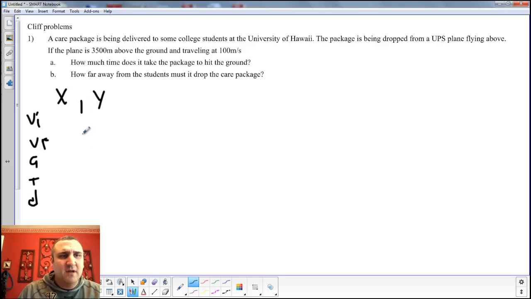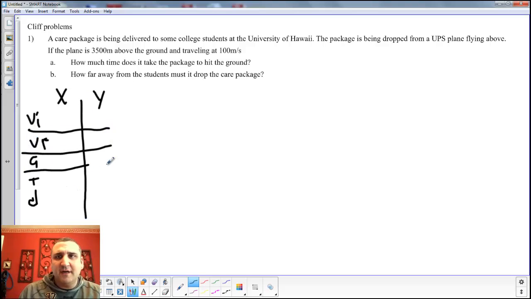And we're going to take information that we know. Our VI in the X dimension is 100 meters per second. That means our VF is 100 because our A is 0. We don't know any of this other stuff, but because it's a cliff problem, the initial velocity in y is going to be 0, and the acceleration is going to be negative 10. We also know that the altitude of 3,500 meters is how far things can fall, so negative 3,500 meters.